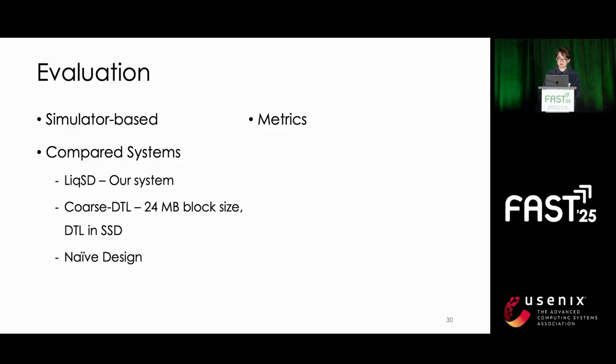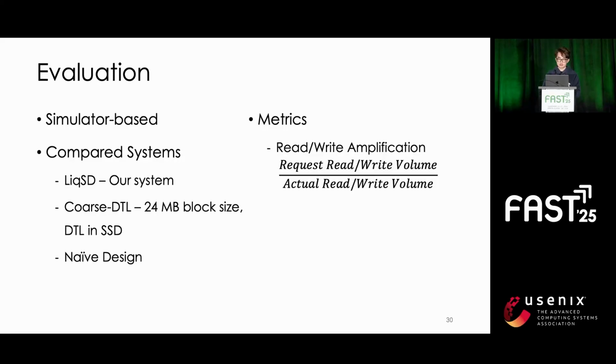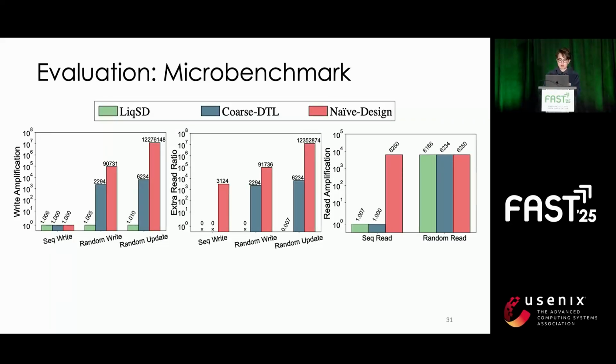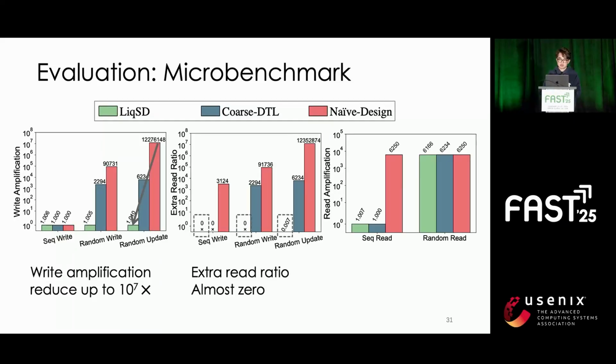We use three metrics to measure the performance of the systems. The read or write amplification is the ratio of the actual read or write volume to the requested read or write volume. The actual read ratio is the ratio of the actual read volume caused by writes to the requested write volume. In the microbenchmark, LeakSD reduced write amplification by up to 7 orders of magnitude compared to the no-detail design. The actual read ratio of LeakSD is almost 0. Additionally, LeakSD reduced the read amplification by up to 6,000 times compared to the no-detail design.